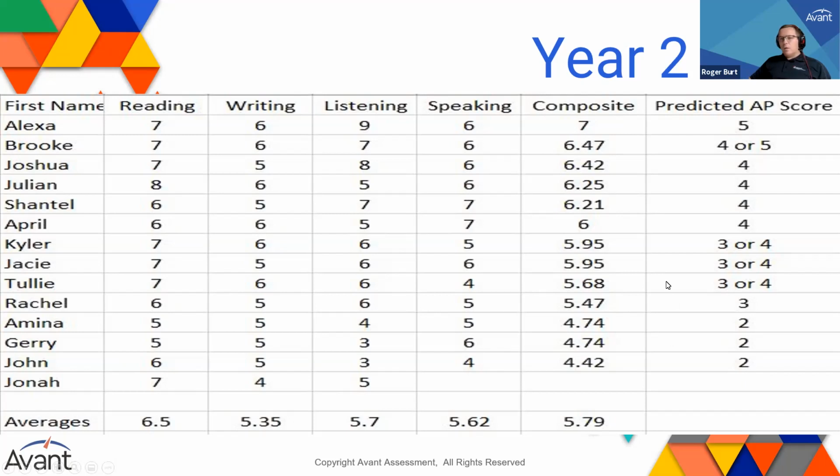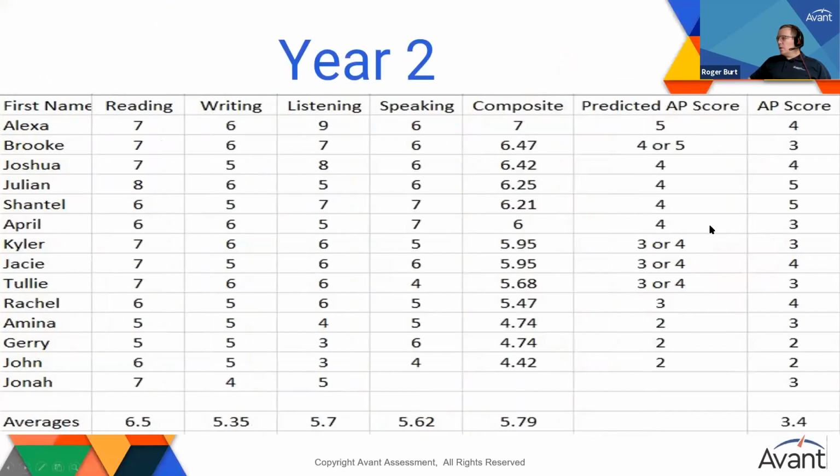So again, in May, they took the test. We got scores back. And again, we see that while we may have missed a little bit on some of our score predictions, what holds true is that everyone who had that 5 or higher composite score passed the test. And then Amina passed, even though she was not predicted to. We see Jerry and John did not pass. They are the ones that had pretty low listening scores. And then Jonah, who didn't finish his STAMP test, did pass the AP test.